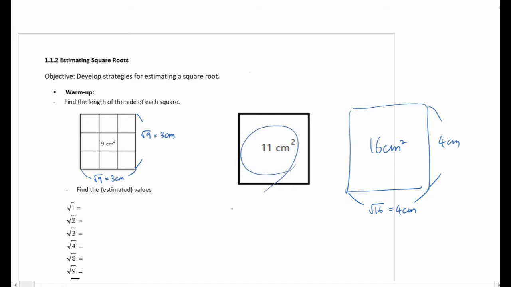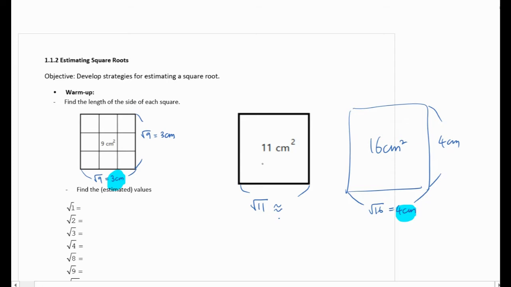But what about 11? This is greater than 9 and less than 16. So that means we don't know exactly what the side length is. The side length should be greater than 3 centimeters and less than 4 centimeters. Is that right, everyone? Okay, 11 square centimeters. We can simply take the square root of it: the side length is the square root of 11. And we want to know roughly how many centimeters this is.